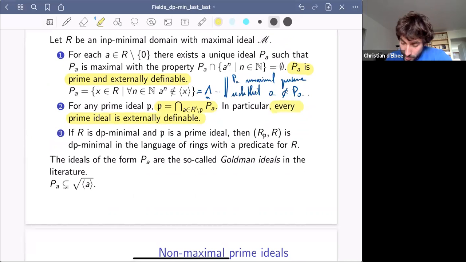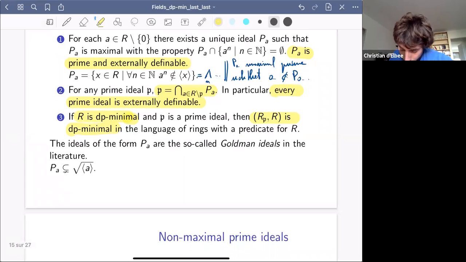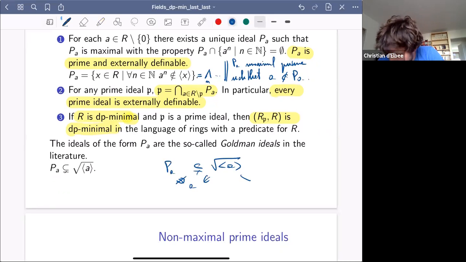And then applying what we had just before, we have that if R is DP minimal, then the localized overring RP is DP minimal for any prime ideal. For those who know, those ideals are the Goldman ideals in the literature. And we have this nice fact, like PA is strictly contained in the square root of A. A doesn't belong to this one, and it does belong to this one. This one is the minimal prime, so it's prime because radical ideals are prime, minimal prime such that A belongs to it.